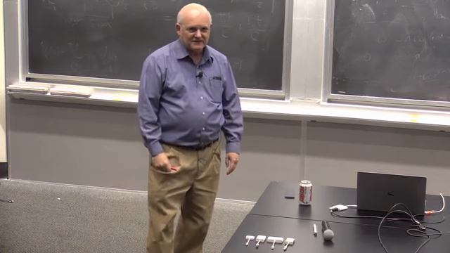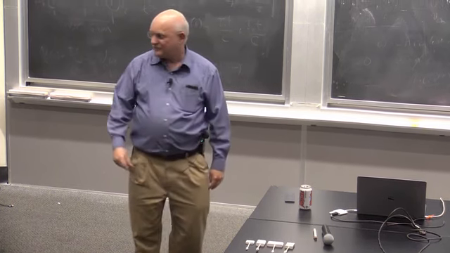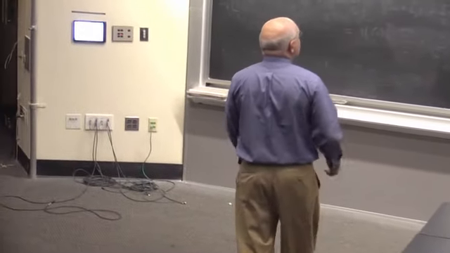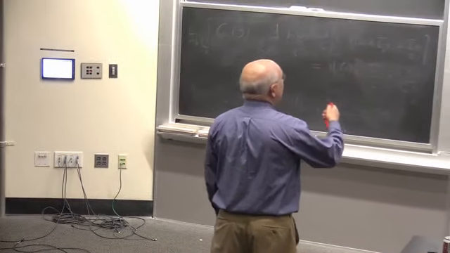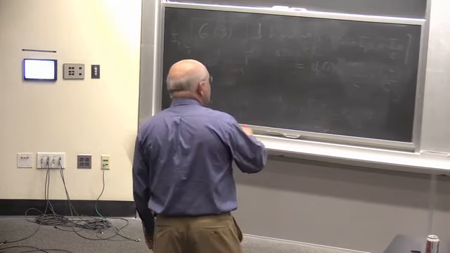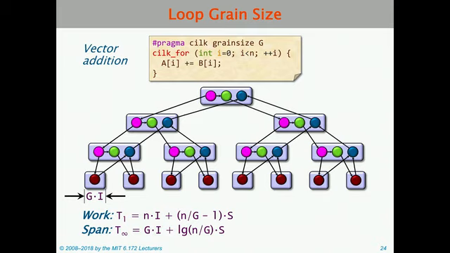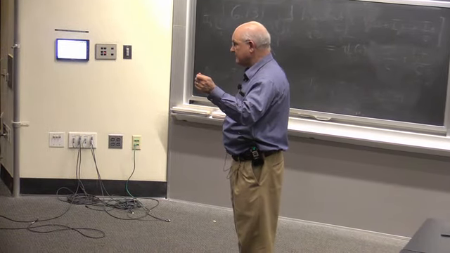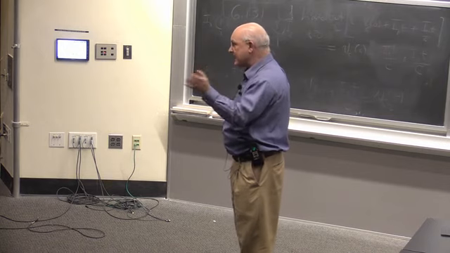Somebody asked me a question. Can you explain the second half of that work once again? Okay, the second half of the work part, n over g minus 1. So the first thing is, if I've got g iterations at the leaves of a binary tree, how many leaves do I have if I've got a total of n iterations? n over g, right?